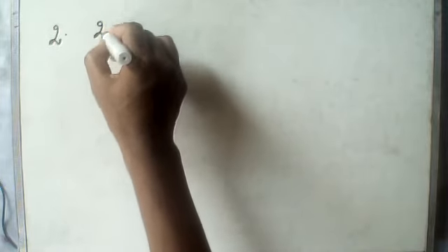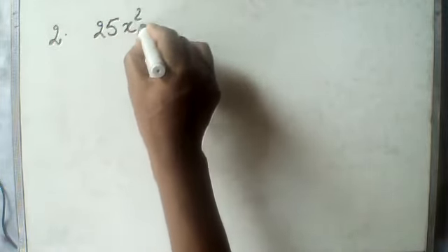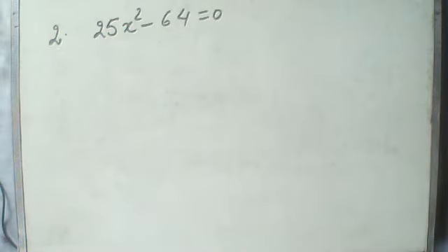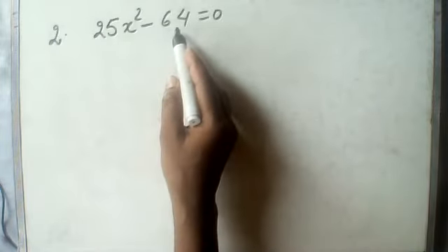Now we have question number 2: 25x square minus 64 is equal to 0. Factorize this. So this is a perfect square. This also is a perfect square.